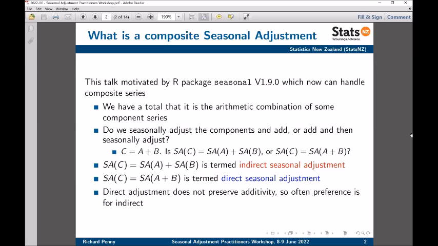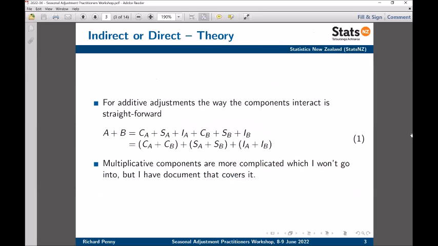Is seasonally adjusted C equal to seasonally adjusted A plus seasonally adjusted B, or is seasonally adjusted C equal to seasonally adjusted (A plus B)? So the first one's indirect, the second one's direct. Direct adjustment does not preserve additivity, so the preference is obviously for indirect.